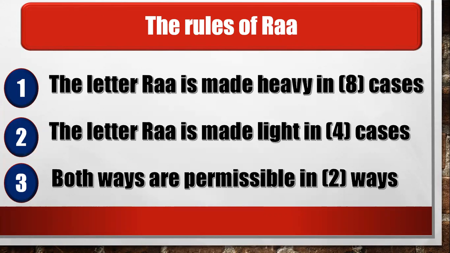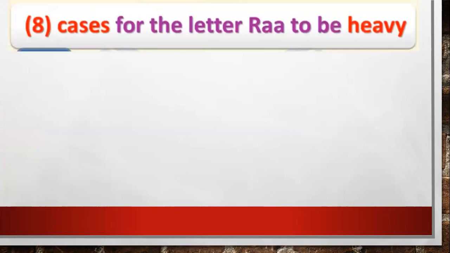The rules of Ra. Number 1, the letter Ra is made heavy in 8 cases. Number 2, the letter Ra is made light in 4 cases. Number 3, both ways are permissible in 2 ways. Okay? Yes, Sheikh. Now, 8 cases for the letter Ra to be heavy.